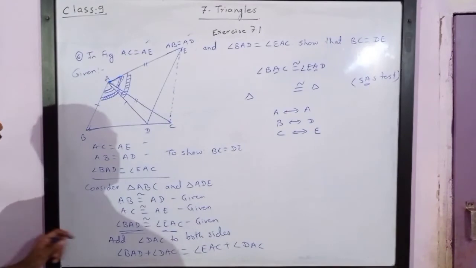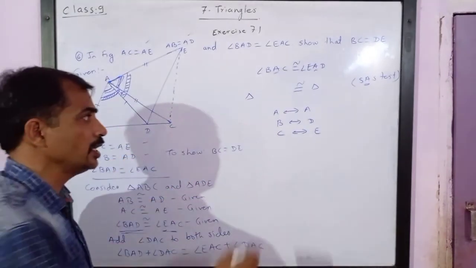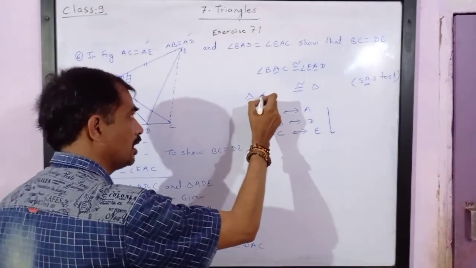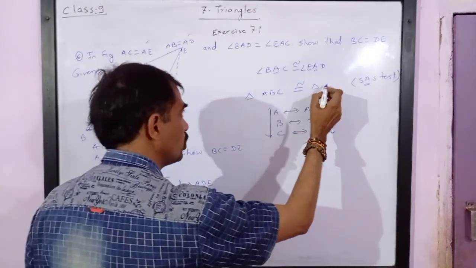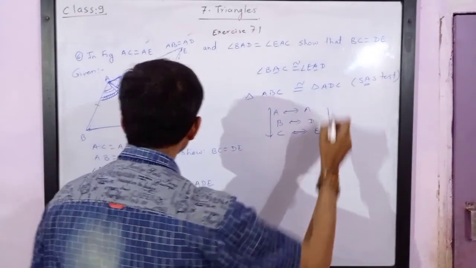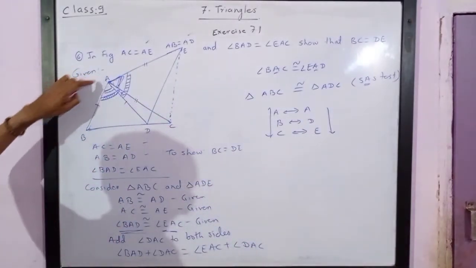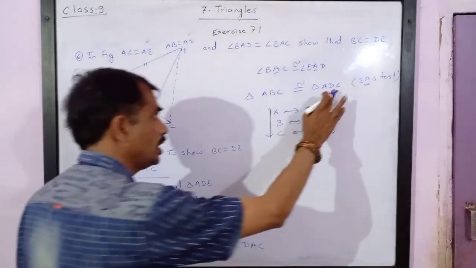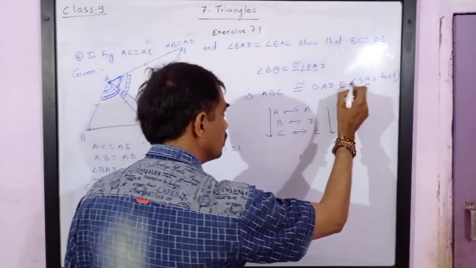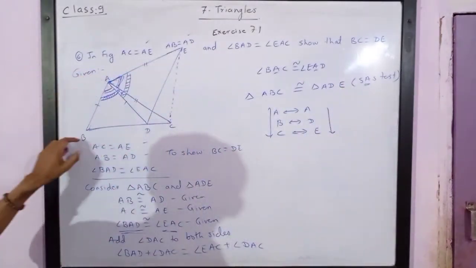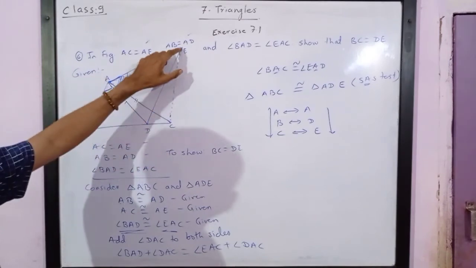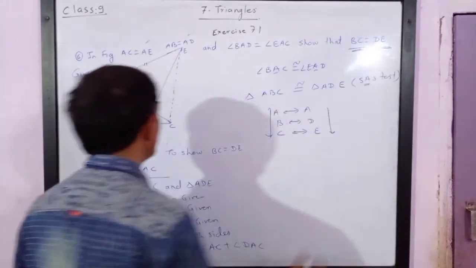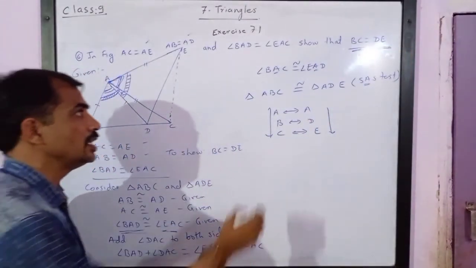So I have got triangles. In this sequence I am taking, I will have to take the other in the same sequence. So I have got triangle ABC congruent to triangle ADE. Now watch carefully. We were asked to prove BC is equal to DE.